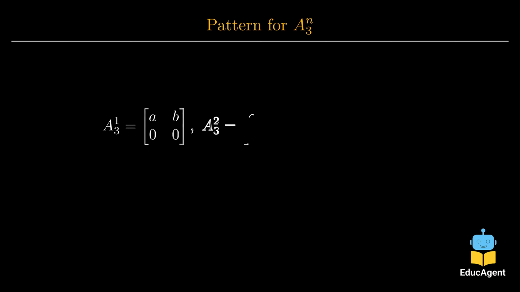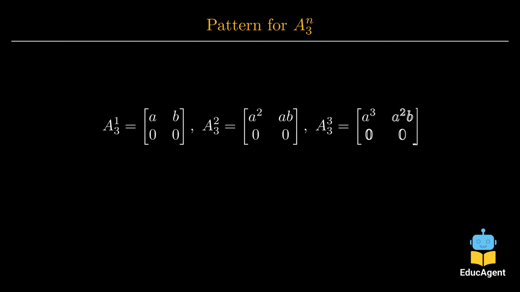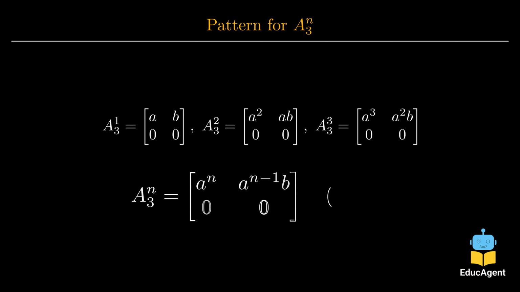Lining up the first few powers reveals a clear exponent pattern. The top left is a to the n, the top right is a to the n minus 1 times b, and the bottom row stays 0 forever.